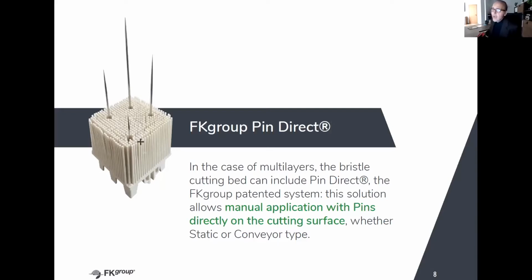Why? Because there are no problems. You can put the pin in any position inside the bed of the cutting machine. About this, I want to do some samples. I want to show you something that could be very interesting for you, what we can do. We have some samples just over there. I hope that you see me at this moment.